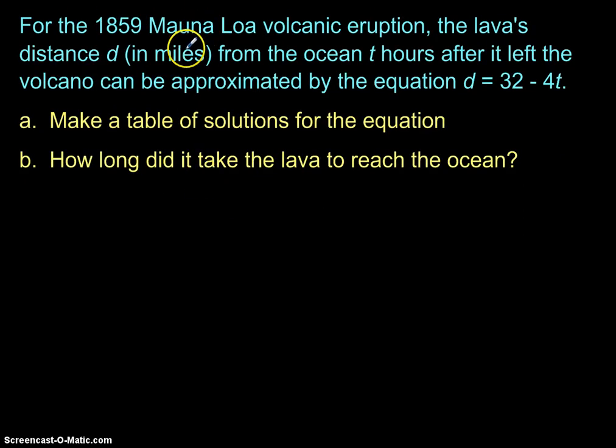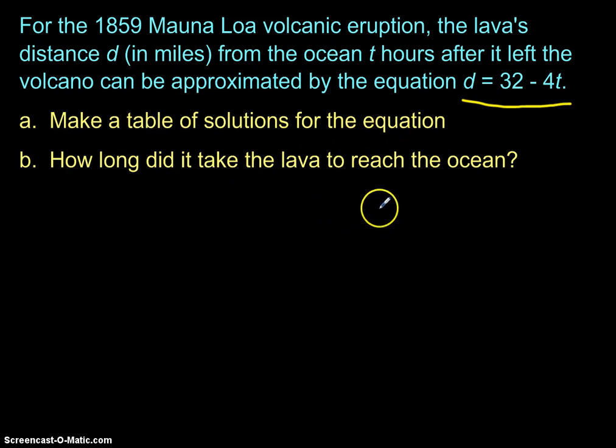Let's look at this. For the 1859 Mauna Loa volcanic eruption, the lava's distance d in miles from the ocean, t hours after it left the volcano, can be approximated by the equation d equals 32 minus 4t. Again, it's the distance from the ocean. So the lava is flowing from the volcano, and this tells us after so much time in hours how far the lava is from the ocean. Make a table of solutions for the equation.